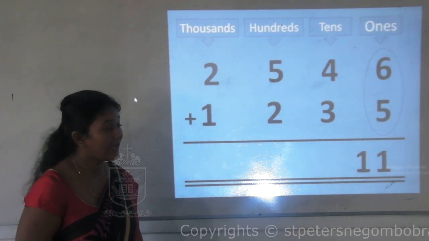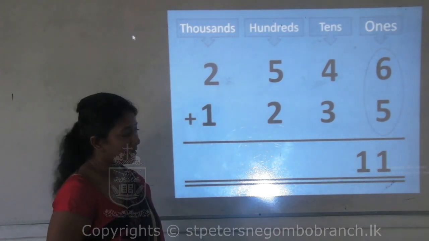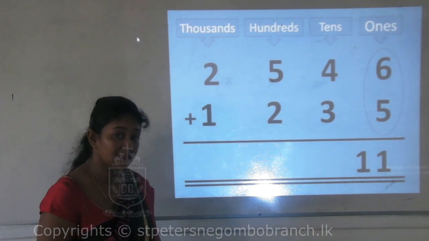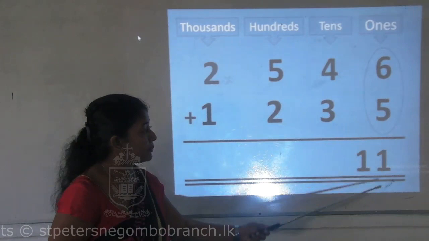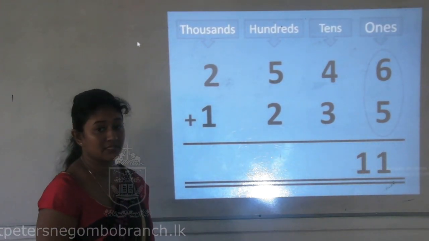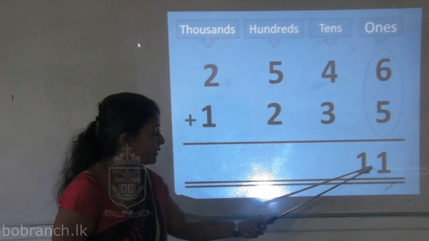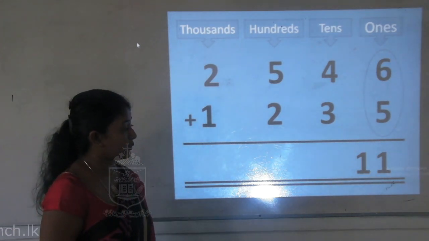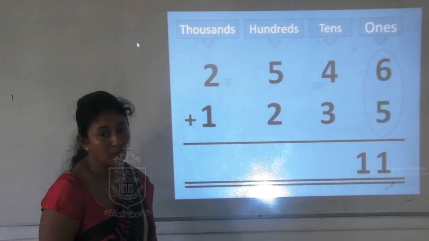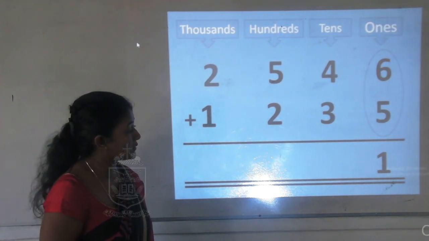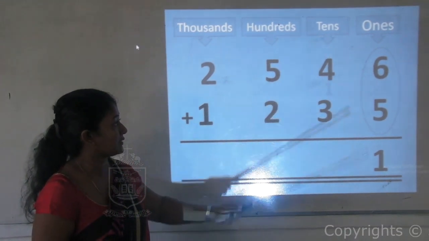Oh no, we have a problem. See, there are two digits. Can you keep two digits here? No, we cannot keep, because we know that in each place we can keep only one digit. But how can we write 11? In this number 11, it has 1 ten and 1 one. So I'm going to take this one and carry it to the 10s place.